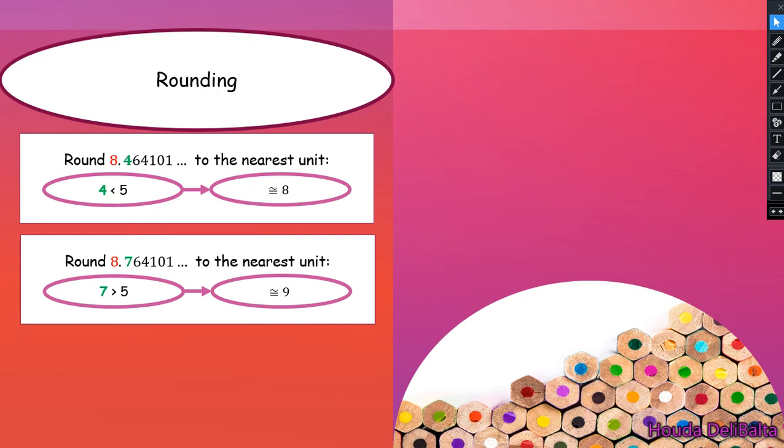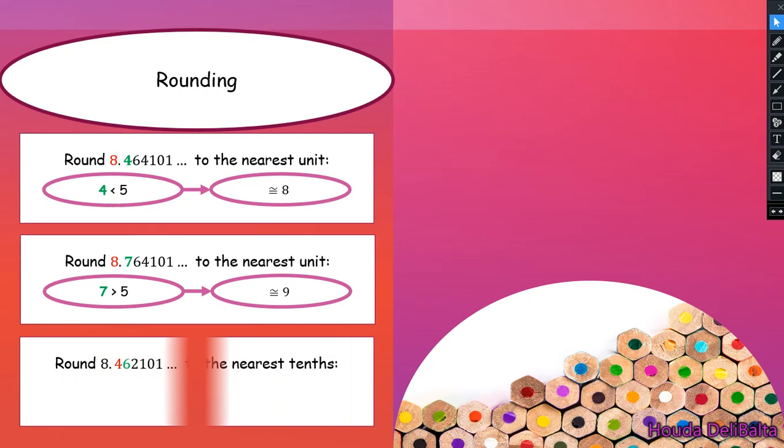So the idea is just to compare with 5. If the number after the required digit is less than 5, keep the digit required as it is. If the number after the required digit is greater than 5, then we have to add 1 for that required digit.